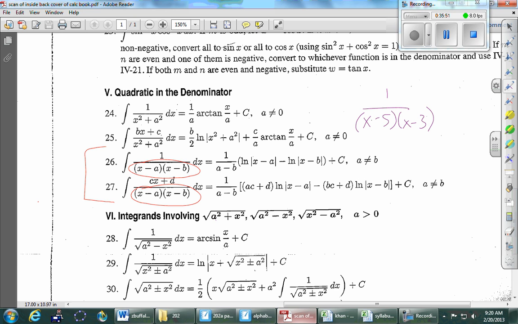Are we using 26 or 27? 26, 1 over, as opposed to something with x's over, right? So we use 26. How much is a? A is 5, b is 3. Make sure you acknowledge there are negatives built into those formulas. So you got to change the signs of the numbers that we came up with. Okay, so copy the formula down, and this one is done.